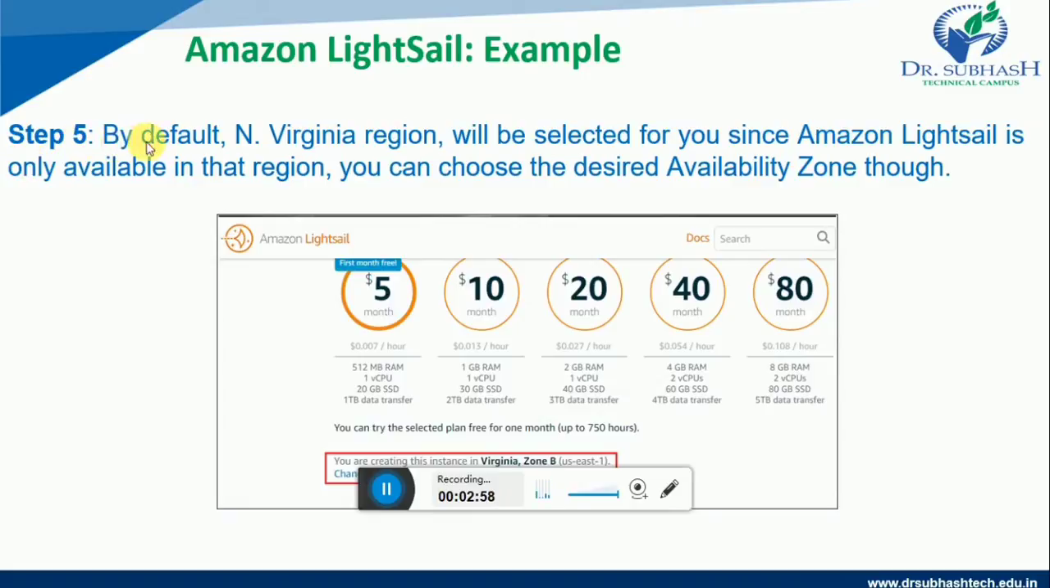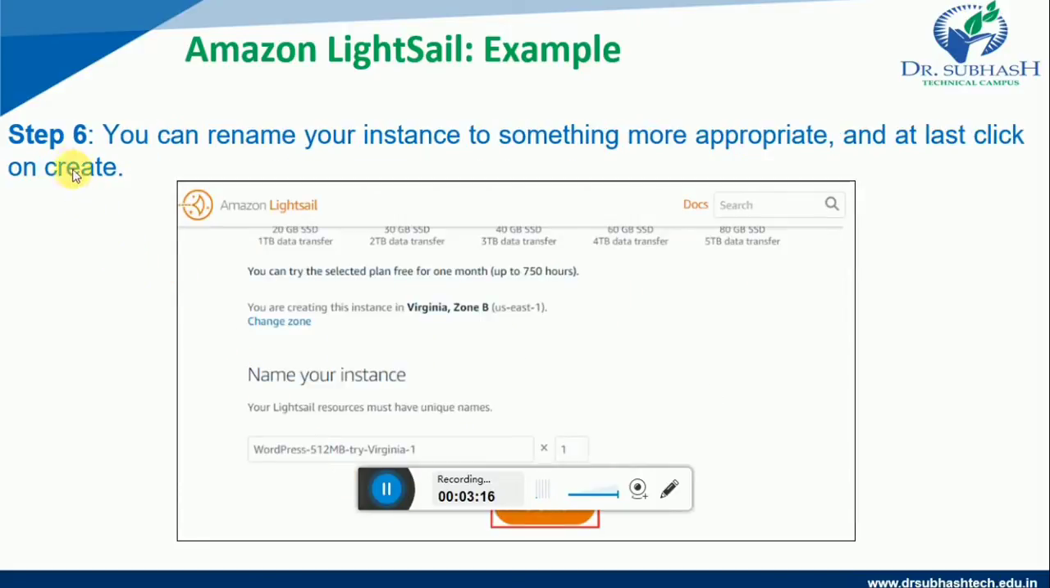In step 5, by default, the Virginia region will be selected for you since Amazon Lightsail is only available in that region. But you can choose the desired availability zones also. In step 6, you can rename your instances to something more appropriate and lastly click on create. So here you can rename your instances and you have to click here to create.